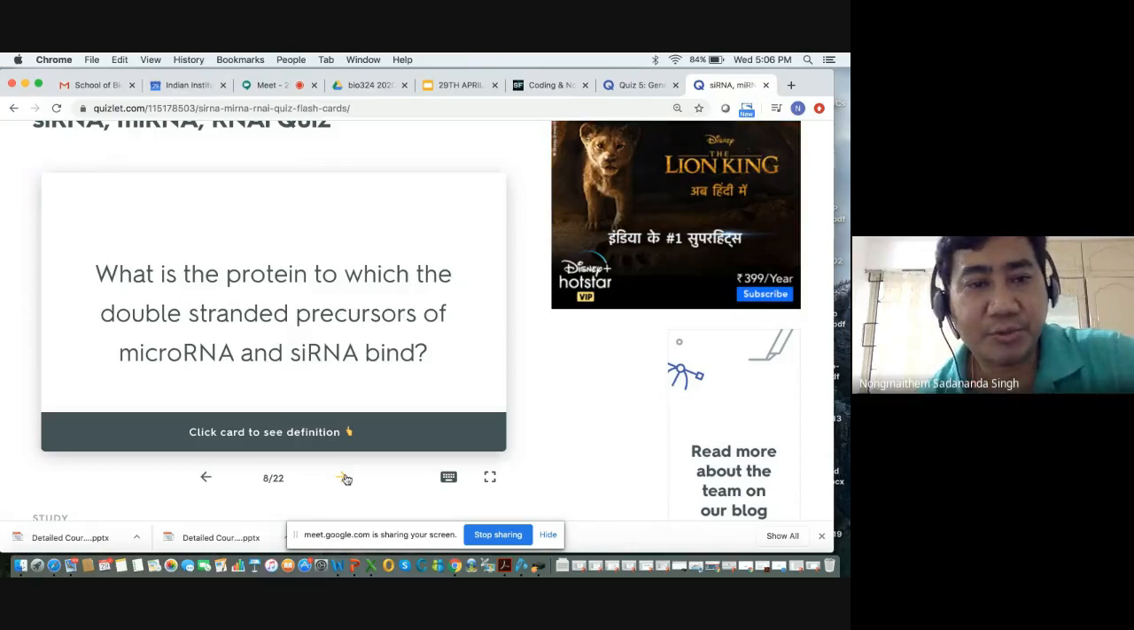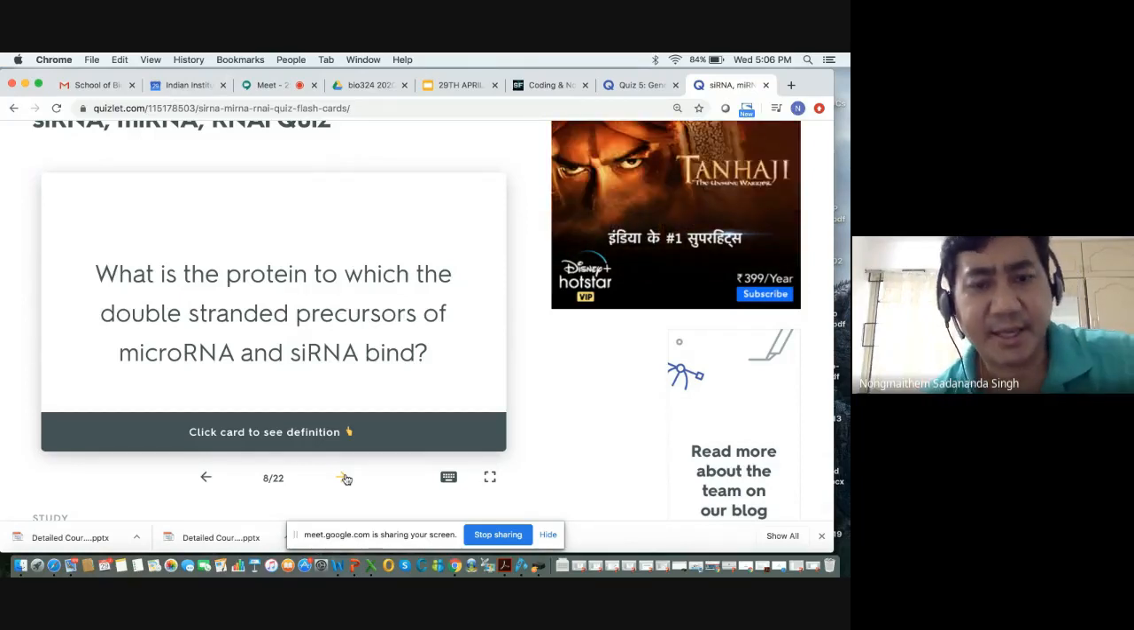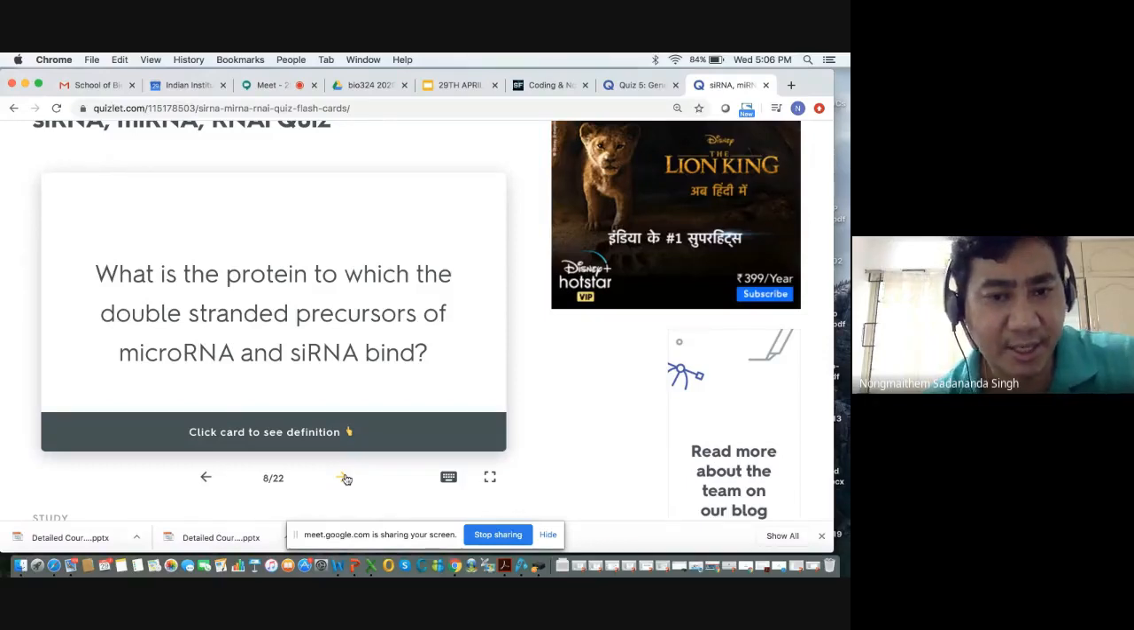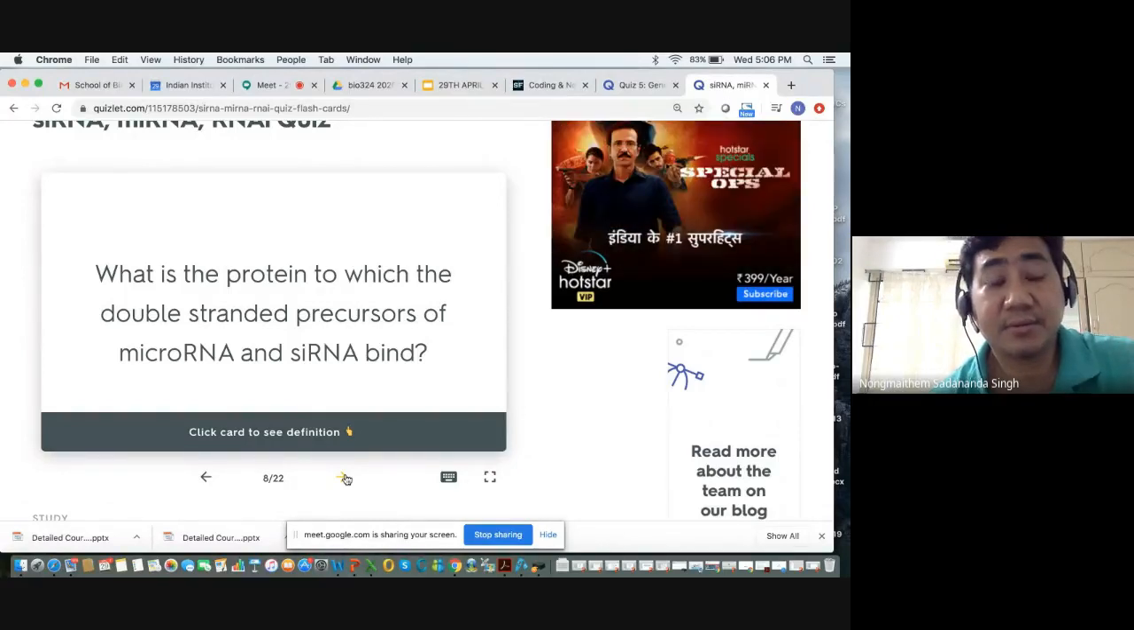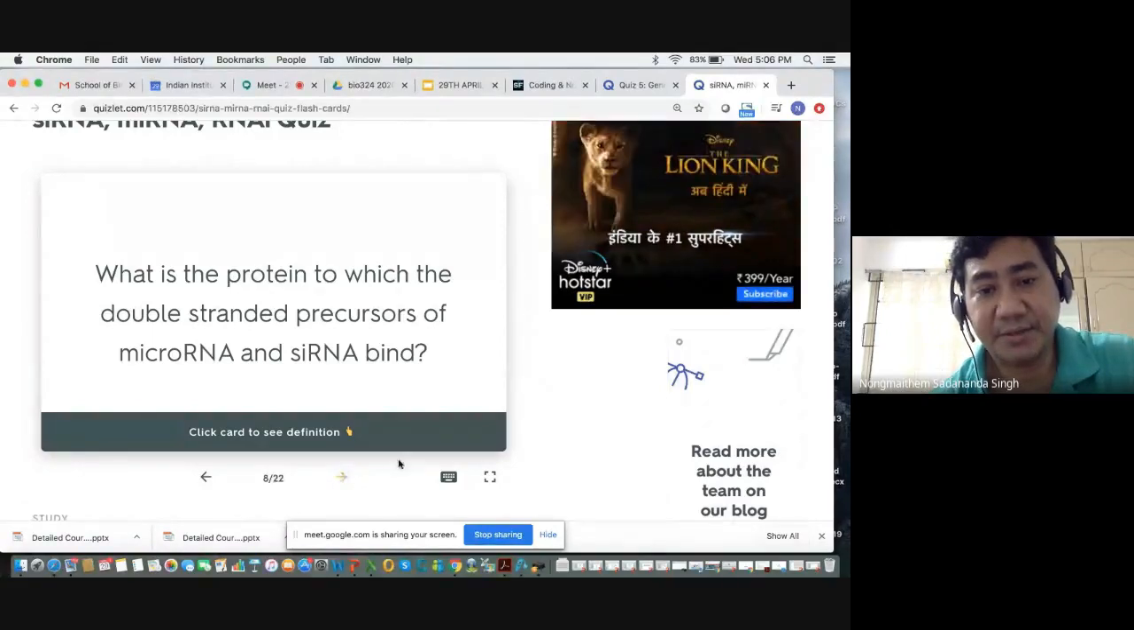Then what is the protein to which the double-stranded precursors of microRNA and siRNA bind? Which one is that? Double-stranded precursors. What was the complex we talked about first after the transcription, if you remember? Drosha and another RNA binding protein, DGCR8 or something. I don't remember exactly, but there are two proteins, correct? Then once it comes out, it binds to which complex? Anyone remembers? In the microRNA and siRNA processing.